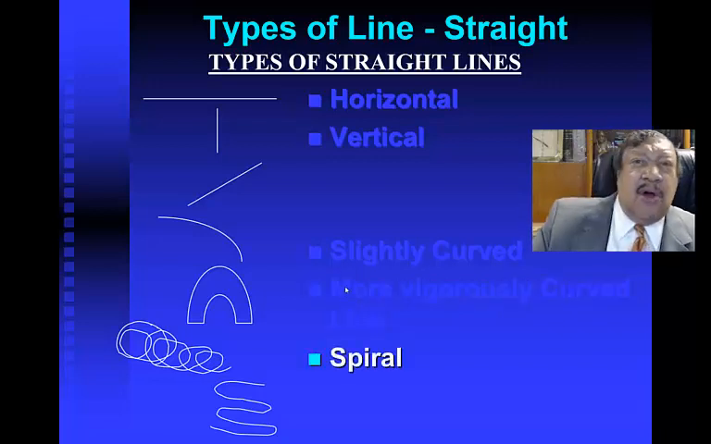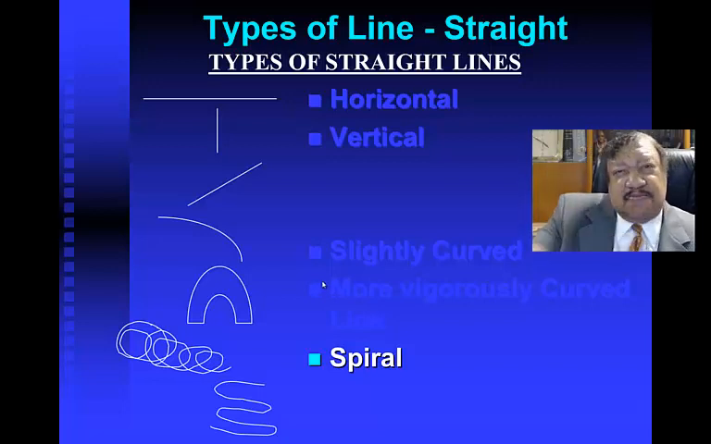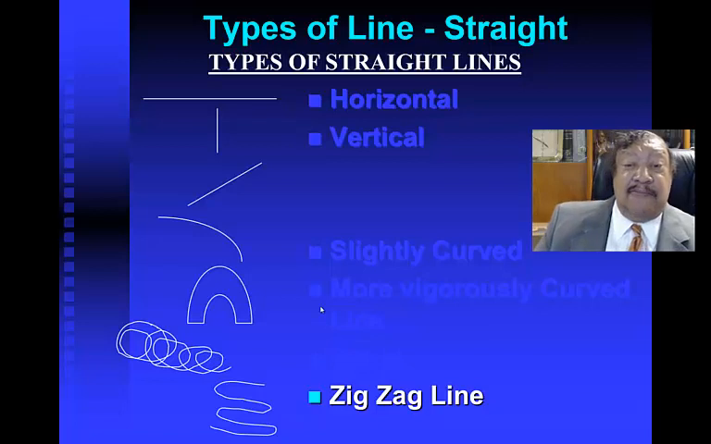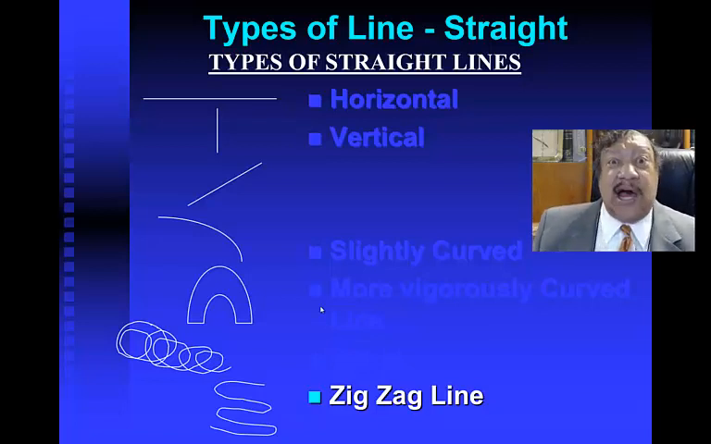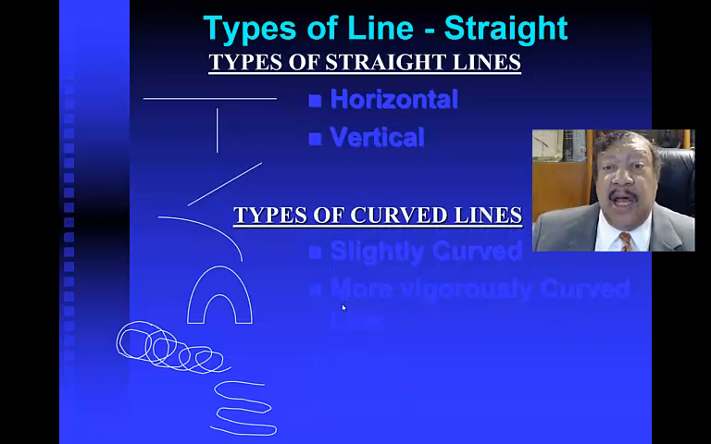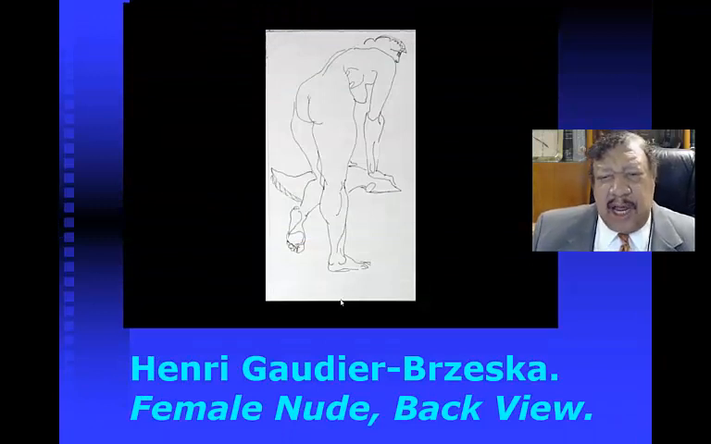Then we have the spiral, where we go up and up and up, or down and down. And there's a museum in New York called Guggenheim, where you actually start at the top and come down in a spiral, never missing any of the pictures that are there. And then we have zigzag. I have a friend, that's the way he drives, all over the place, zigzag. But my point is that's used frequently by the artist. So there are 4 types of curved lines: slightly curved, more vigorously curved, spiral, and zigzag.